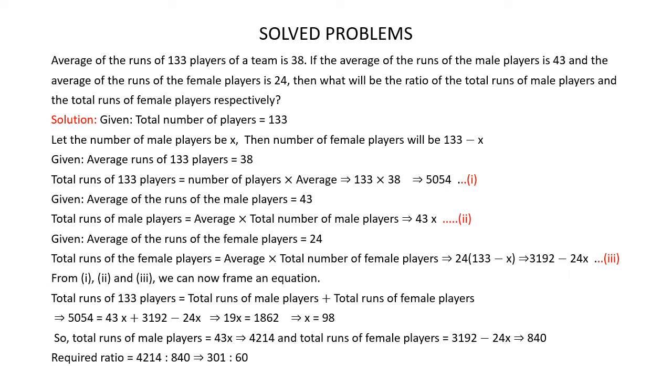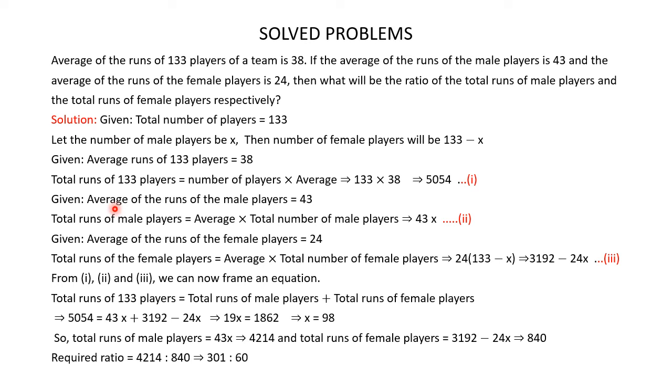It's given that the average runs of 133 players is 38. So total runs of 133 players is number of players multiplied by average. This is 133 multiplied by 38, which is nothing but 5,054. So total runs of 133 players is 5,054. This is the first equation.